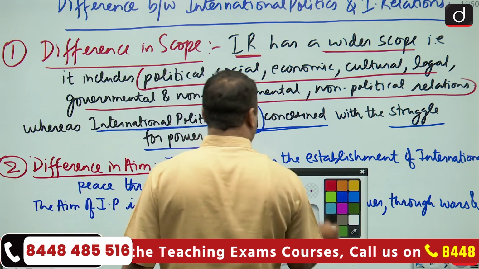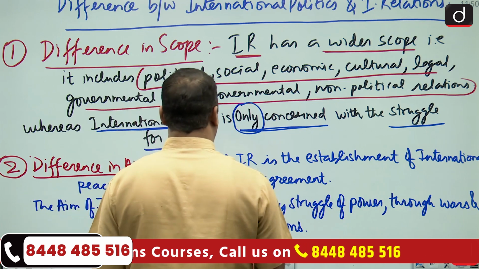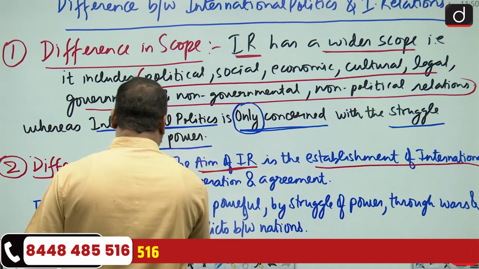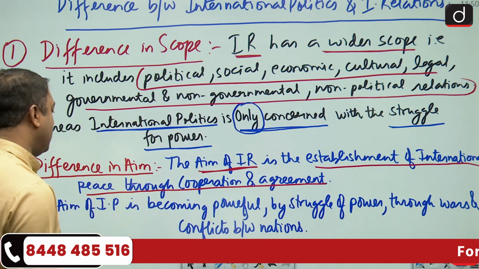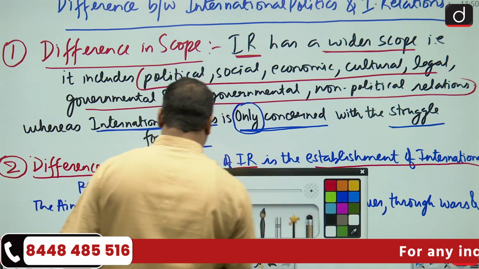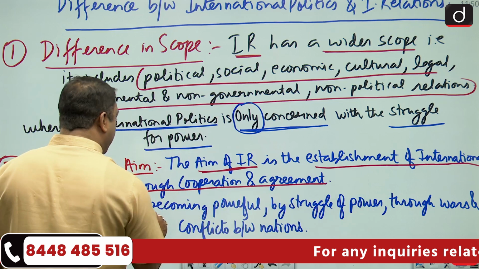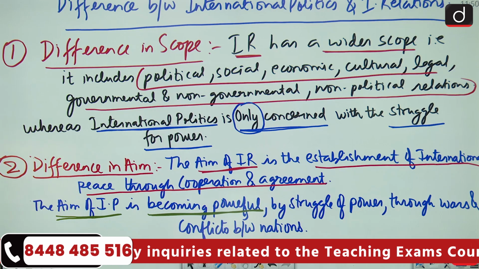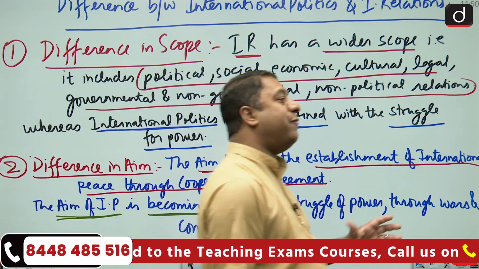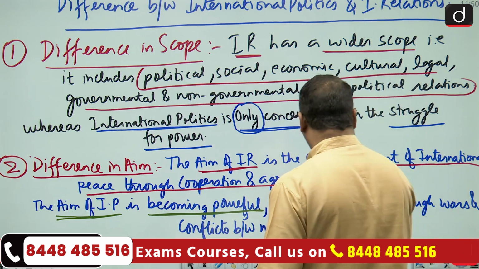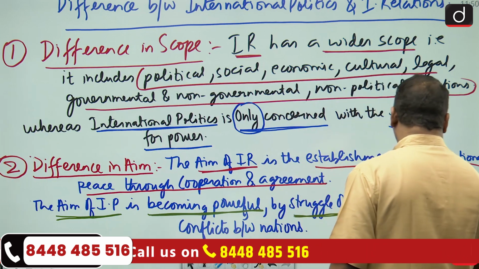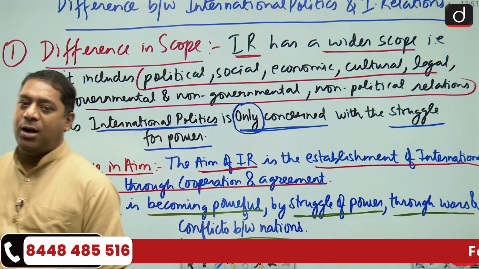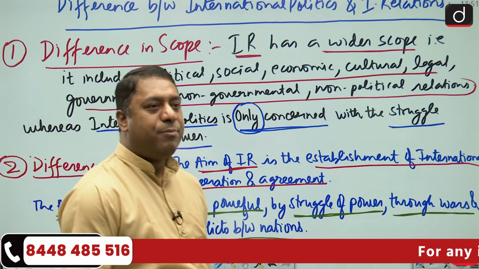ठीक है? So this is the difference in aim. That is, the aim of IR is establishment of international peace through cooperation and agreement. और वही अगर हम बात करें aim of IP, then aim of IP is what? Becoming powerful. International politics का aim क्या है? कि the nations want to become powerful. And how they want to become powerful? By struggle for power. And how do they do the struggle? Through wars and conflicts between the nations. ठीक है? Clear है?